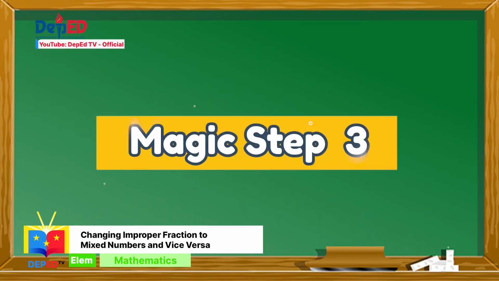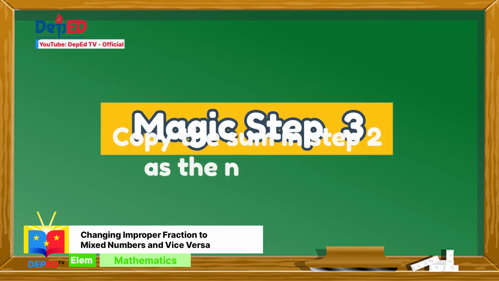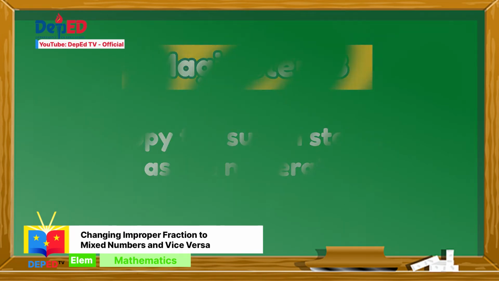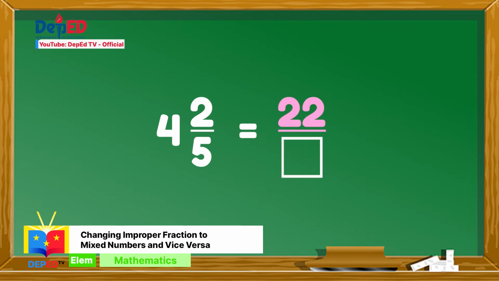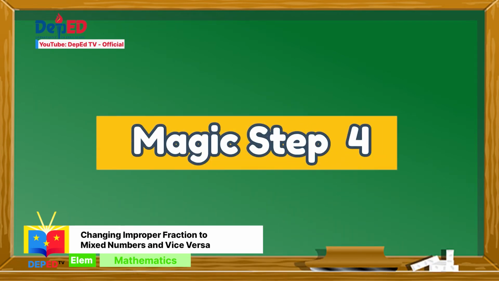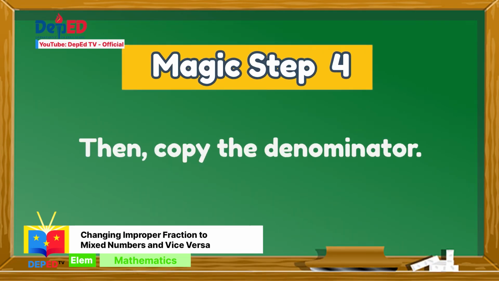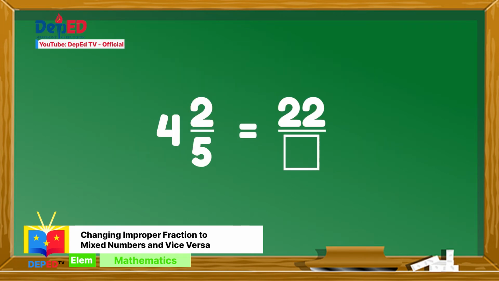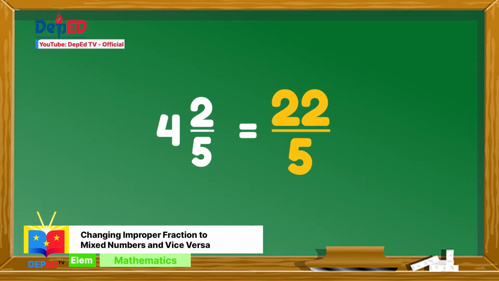Magic step number 3. Copy the sum in step 2 as the numerator. 22 as the numerator. And magic step number 4. Then copy the denominator. It means that 4 and 2 over 5 is equal to 22 over 5.